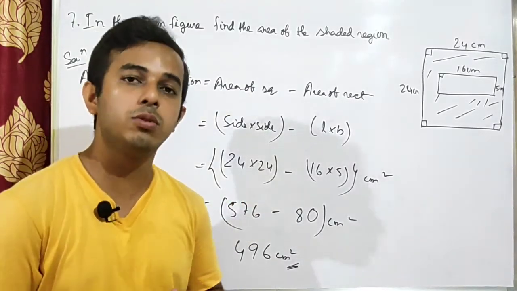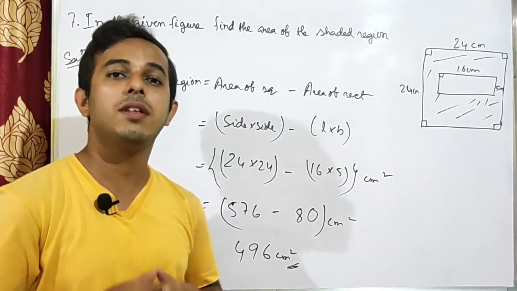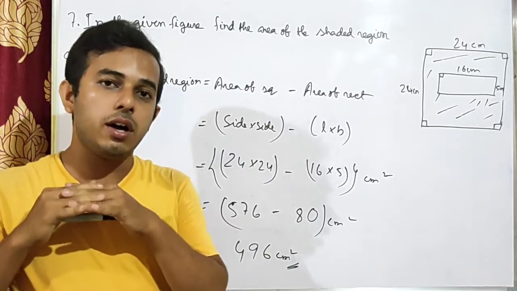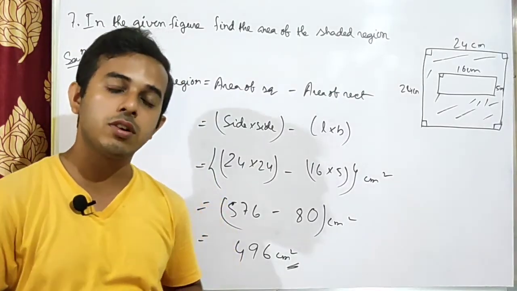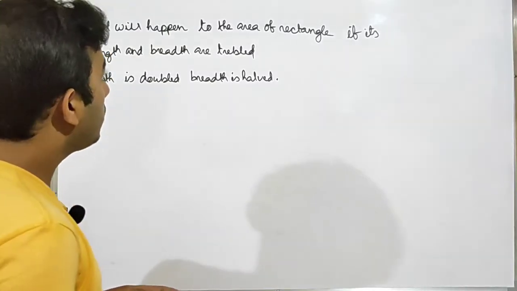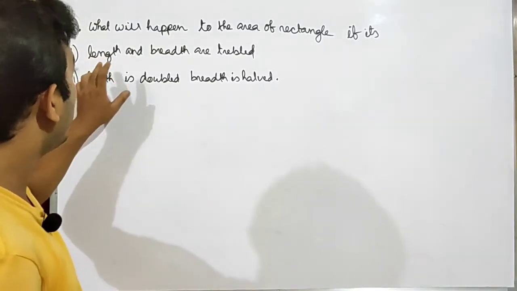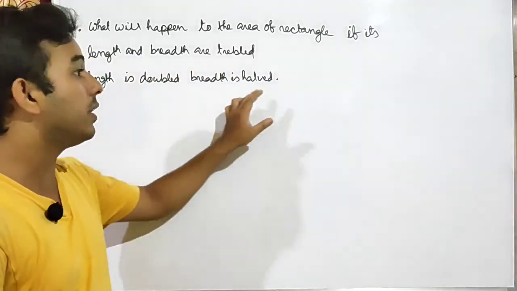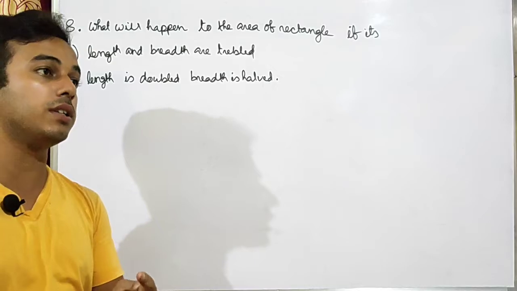Okay, so now let's move to the next question, which is a bit different type of question, and I think this is the most interesting question of this exercise. So here the question is, what will happen to the area of a rectangle if number 1, length and breadth are tripled, number 2, length is doubled and breadth is halved. Okay, here we have two cases.